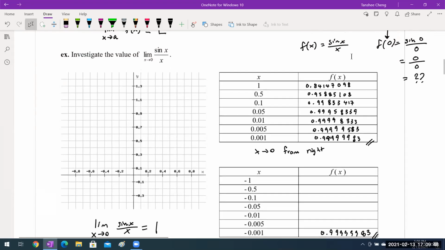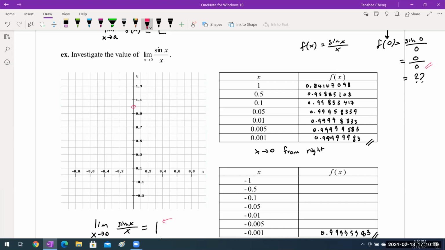Therefore, for the graph part, I also know where exactly the hole is going to be for this function when x is equal to 0. See right here, the function is not defined, so we don't know where exactly it is. But from the limit value, we can see that when x is getting closer and closer to 0 from the left-hand side and right-hand side, the limit is 1. So that means the hole will be at 1 right here.